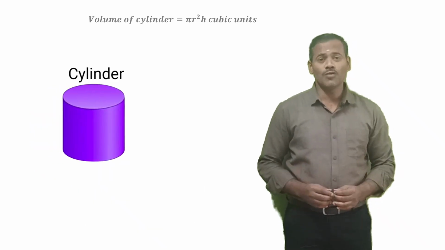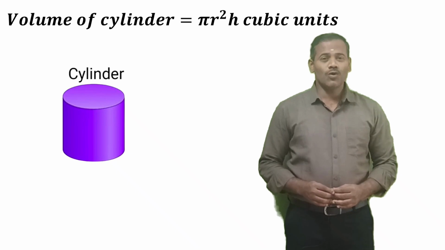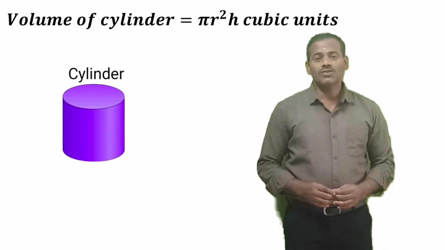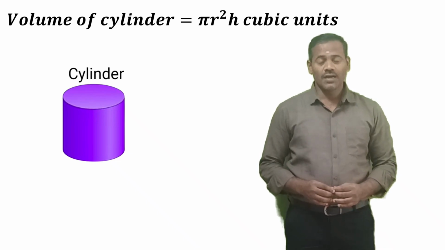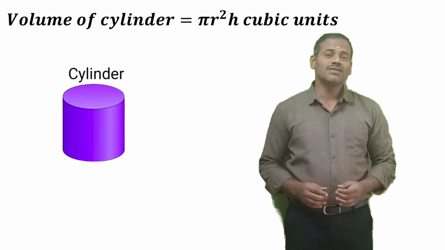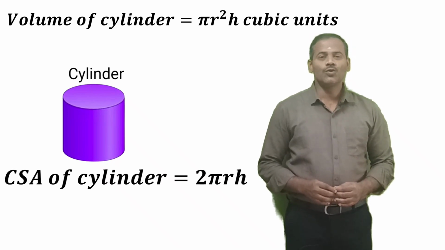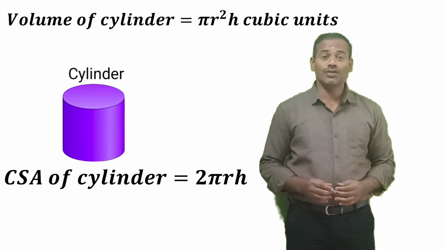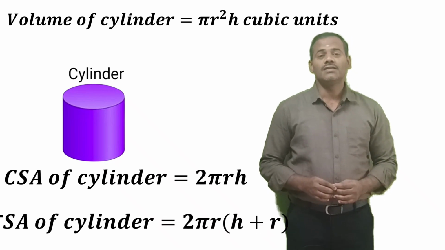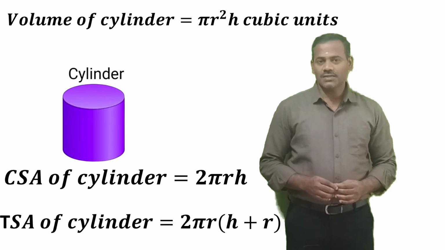Now children, let us move to cylinder. What is the formula for the volume of a cylinder? The formula for the volume of a cylinder is pi r square h cubic units. And what about the curved surface area of a cylinder? The curved surface area of a cylinder is 2 pi r h. And what about the total surface area of a cylinder? That is 2 pi r into h plus r.